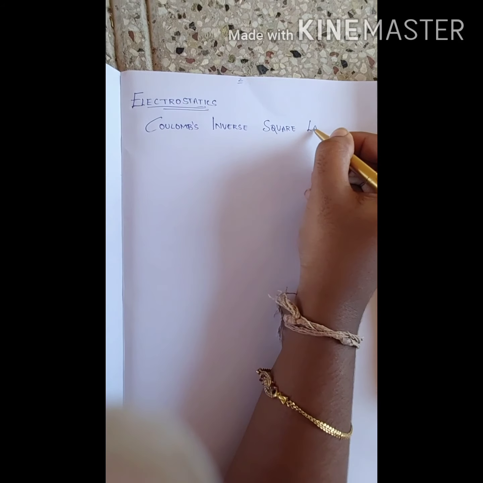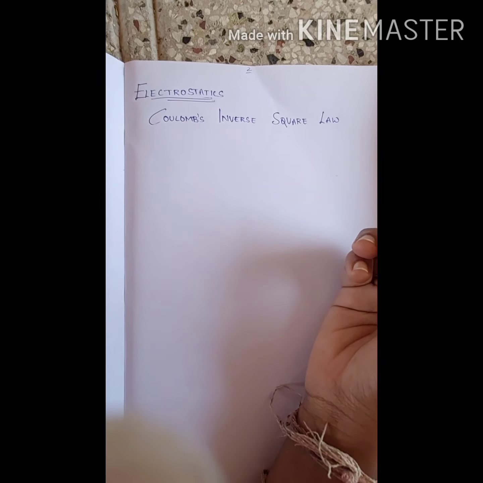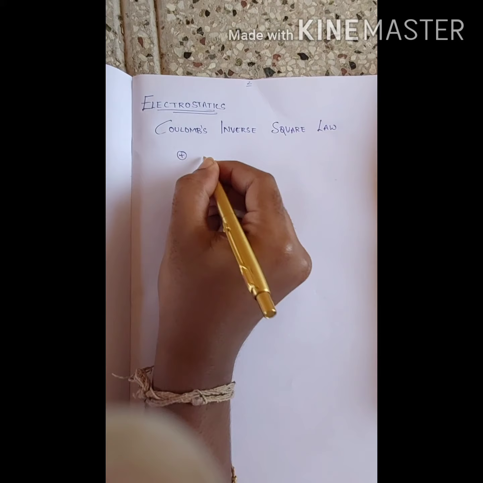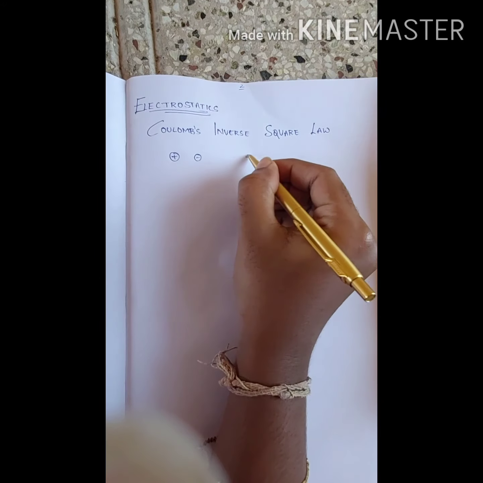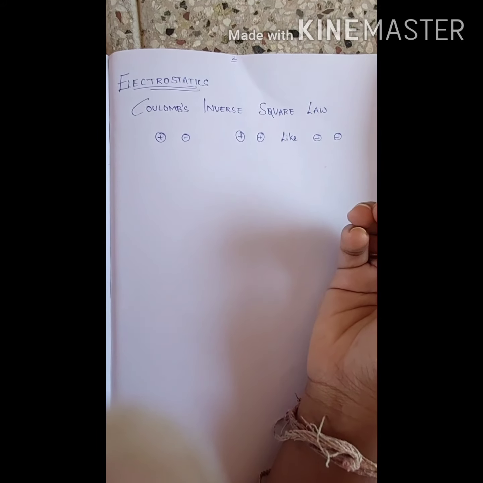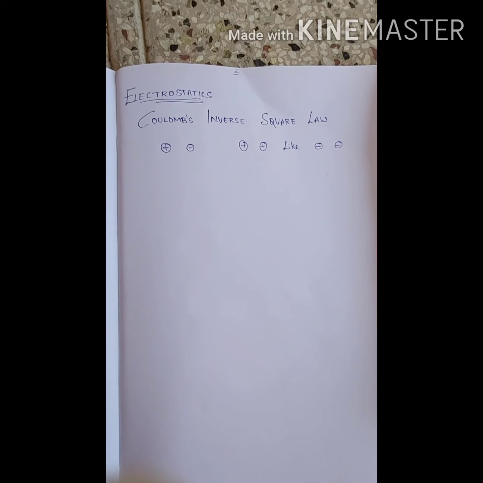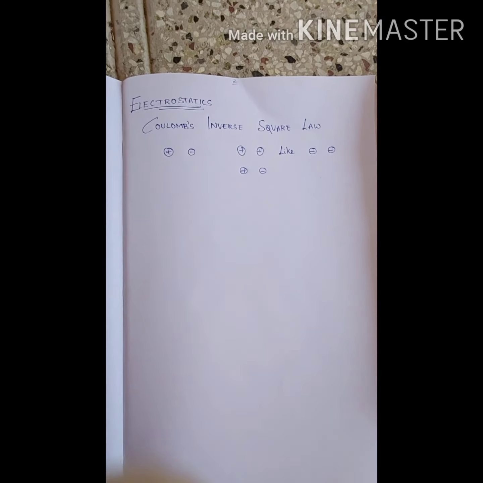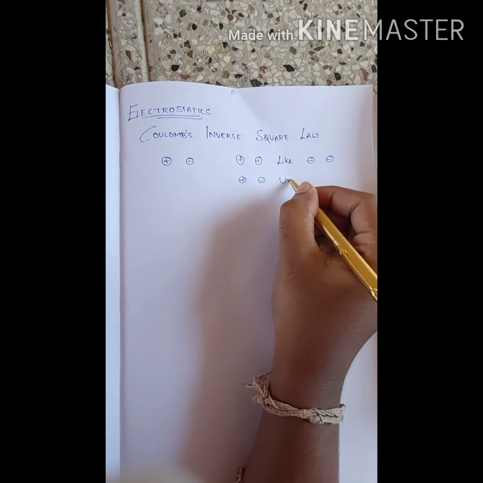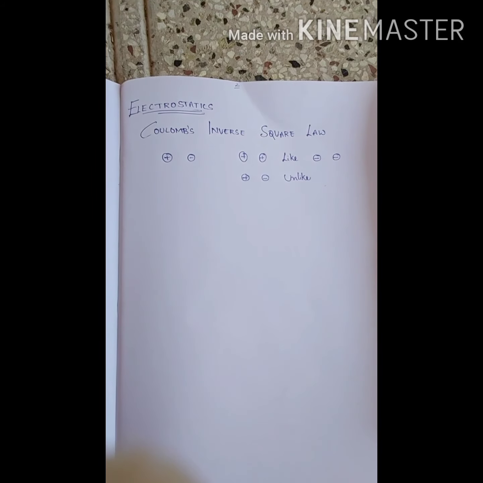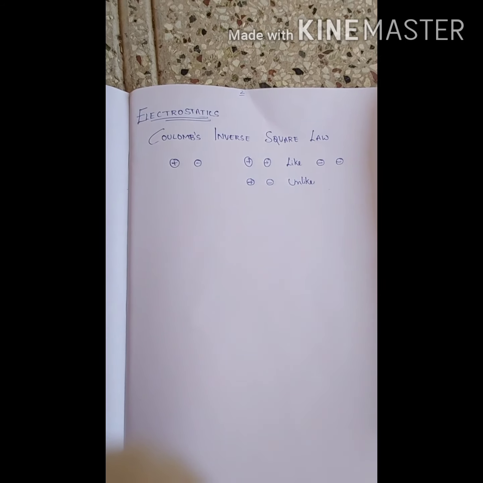So first we'll see what is the need of taking Coulomb's inverse square law. We have two types of charges, one is positive charge and one is negative charge. When two positive charges, or two negative charges, which we call like charges, are kept together, they would repel each other. When two unlike charges, a positive and a negative, are taken together, they will attract each other. Now, Coulomb's inverse square law talks about the magnitude of force with which these two charges either attract or repel each other.